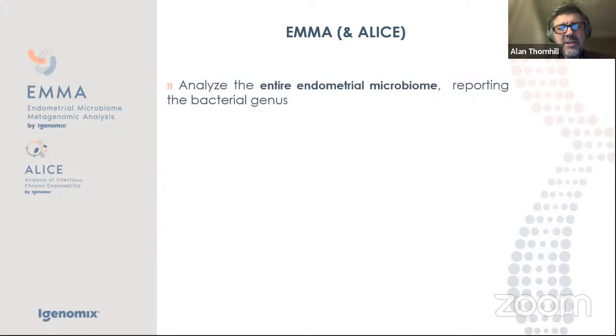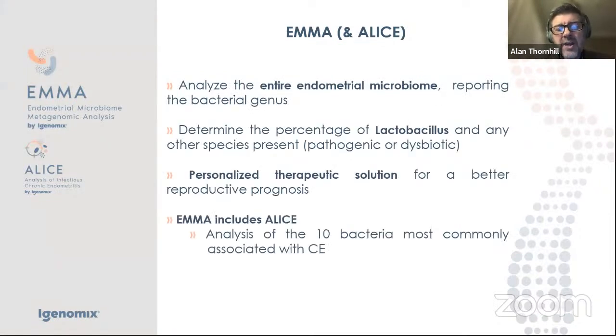If you click through, please. So what I want you to take home with you is going to sound a bit weird. I don't think you should focus on Alice at all, is my feeling. Emma looks at everything. It looks at every single bacteria that's there in the endometrium. It can determine the percentage of lactobacillus and any other species present, which is either pathogenic, i.e. bad, we want to treat with antibiotics, or dysbiotic. Dysbiotic really means, think of them as passengers. They're there. We're not quite sure what they're doing, but what they are doing is taking up space that a good lactobacillus would have.